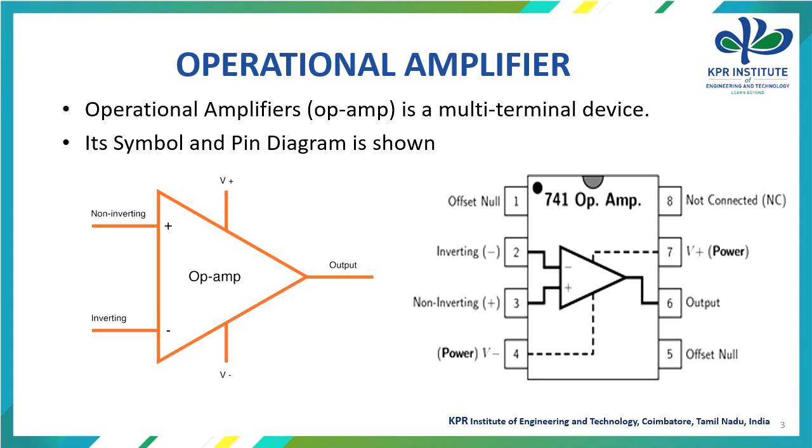And when you look at the pin diagram, it is the MUA741 operational amplifier. It consists of 8 terminals. First pin is the offset terminal, second pin is the inverting terminal, third pin is the non-inverting terminal, and fourth pin is the negative power supply. Fifth pin is the offset terminal, sixth is the output terminal, seventh is plus VCC, and eighth is not connected.